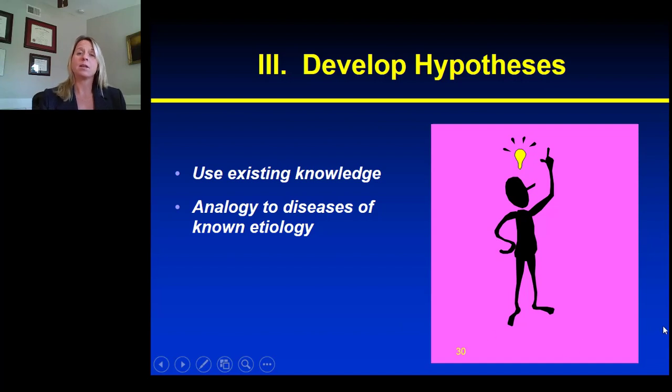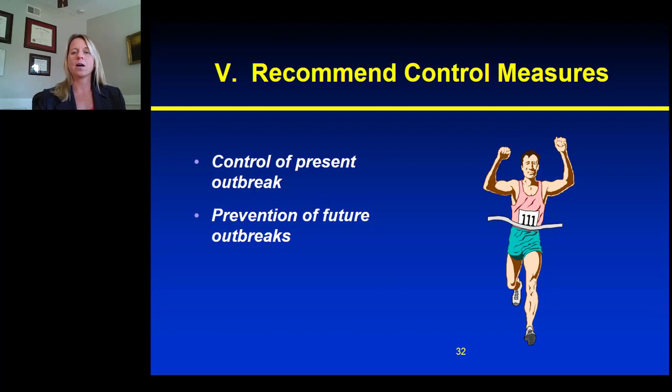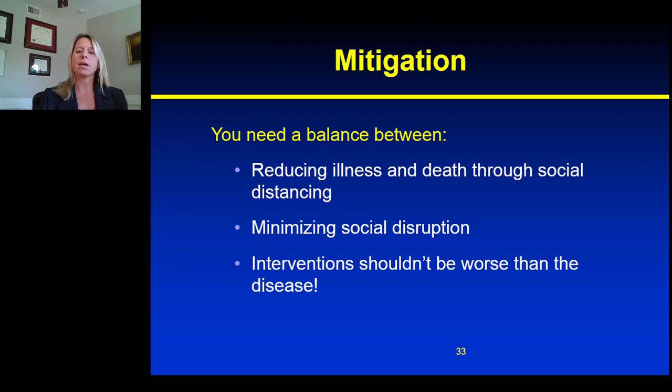The next step would then be to develop a hypothesis using existing knowledge and analogy of diseases to the known etiology. And the next step, if possible, would be to test that hypothesis by further analyzing the existing data and, if possible, collecting more data if the epidemic is ongoing. And then the last step is to recommend or implement control measures to control the current outbreak and to prevent future outbreaks. So we talk about mitigation strategies to dealing with an outbreak.